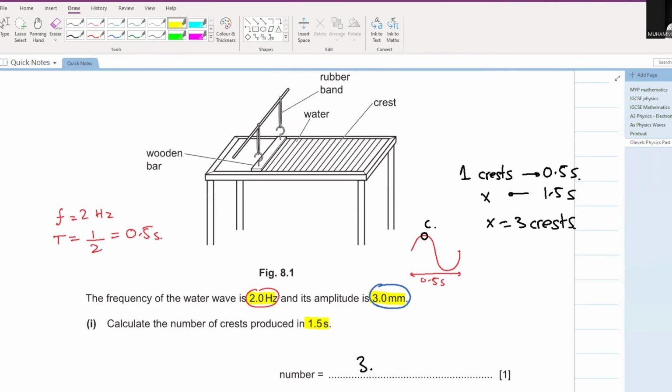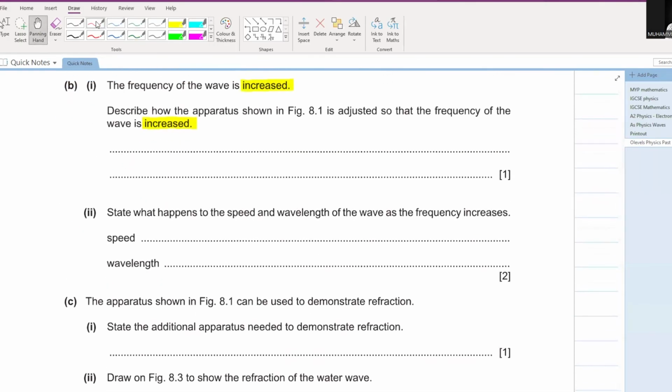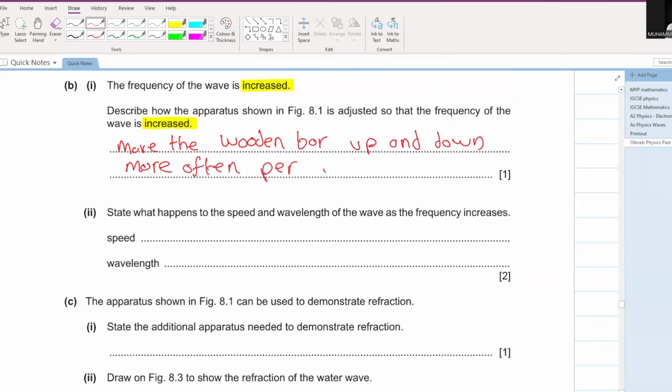बेटा आप वुडन बार को क्या करोगे? मोर नंबर ऑफ टाइम्स अप एंड डाउन मूव करोगे. You will move the wooden bar up and down more often. Move the wooden bar up and down more often, more often per unit second, per unit time. Perfect.